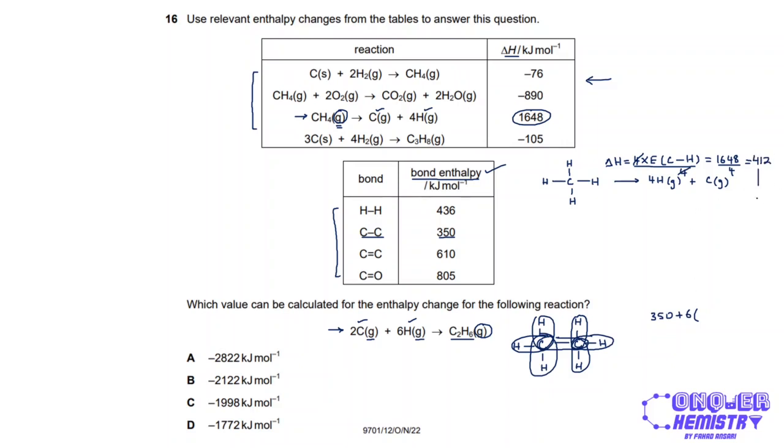So now this is the value that you're going to plug in over here, 6 times 412. Now, for all of this, you need to be careful. There's a negative sign over here because these bonds, the carbon-carbon single bond and the 6 carbon-hydrogen single bonds, are all being formed. And we know that bond formation is exothermic. Bond formation is always exothermic. And so when we calculate this, we get option A as our answer.